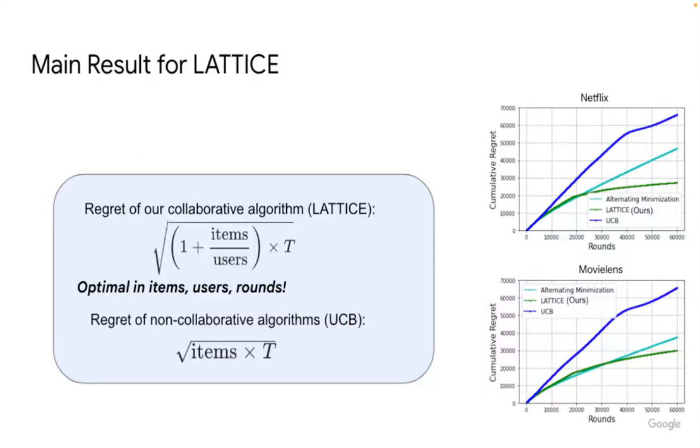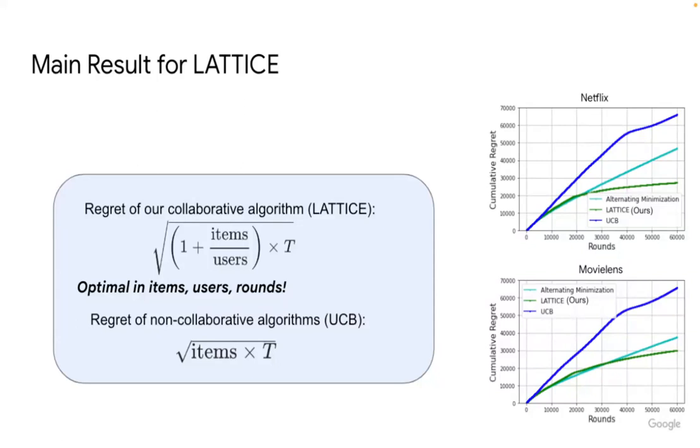In contrast, if we use a non-collaborative algorithm, such as UCB or Thompson sampling applied separately for each user, that is, if we try to solve the bandit optimization problem separately for each user, then the accrued regret will scale as square root of the number of items times the number of rounds. Now, clearly, there is an order-wise difference between these two regret guarantees, right? And this turns up in real-world experiments as well.